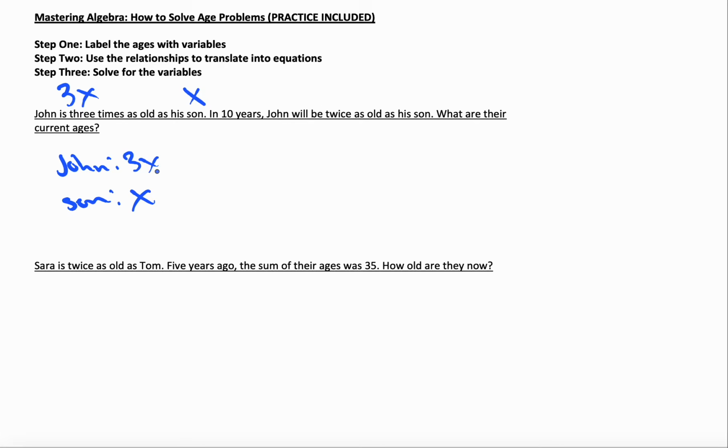So we don't really know what that means, right? It's not super helpful, but we can use the rest of the information in the question to get us somewhere. Now, in 10 years, John is going to be twice as old as his son. How old is this going to be in 10 years? Well, we can simply add 10. So this is John in 10 years. And then we can think about how his son would be x plus 10 in 10 years. And we're told that in 10 years, John's age will be twice that of his son's age.